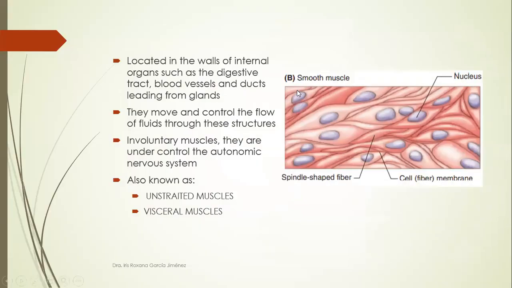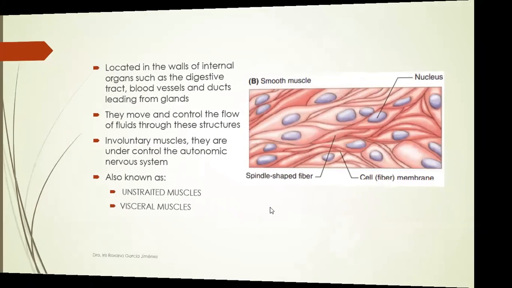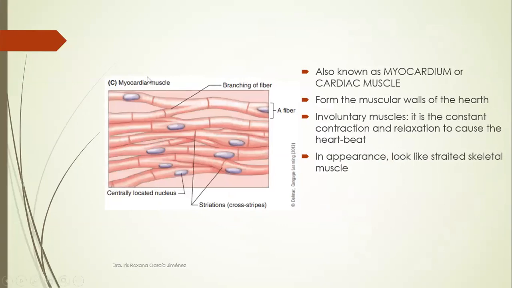We have the smooth muscle, again, its functions, where we find it. They are also known as unstriated muscles or visceral muscles. So what I mean is that smooth muscle, unstriated muscles, and visceral muscles are synonyms. Then we have myocardial muscle, also known as myocardium or cardiac muscle, of course. We have to check all of the information about it with anatomical details.